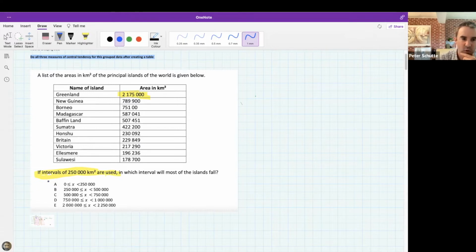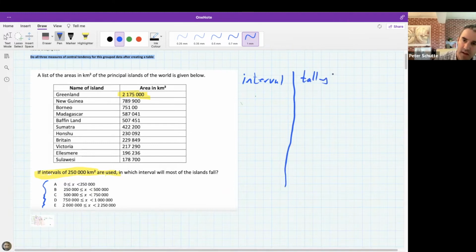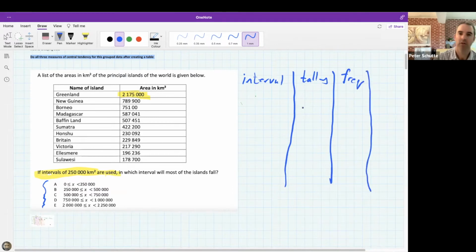When they use these intervals, what they're really asking you to do is to group the data. So I'm going to suggest we make a group data table. A group data table has intervals, and then it also has a tally chart, and then it normally has frequency. Sorry, my handwriting is a bit small today.